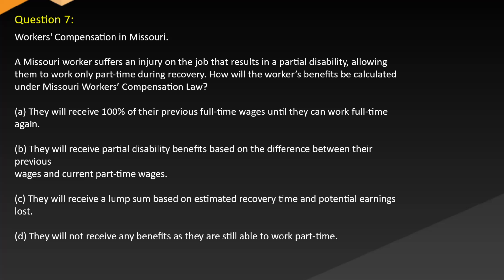A. They will receive 100% of their previous full-time wages until they can work full-time again. B. They will receive partial disability benefits based on the difference between their previous wages and current part-time wages. C. They will receive a lump sum based on estimated recovery time and potential earnings lost. D. They will not receive any benefits as they are still able to work part-time.